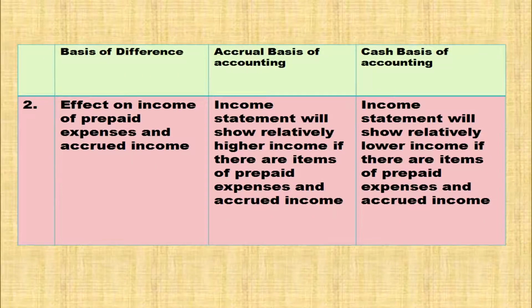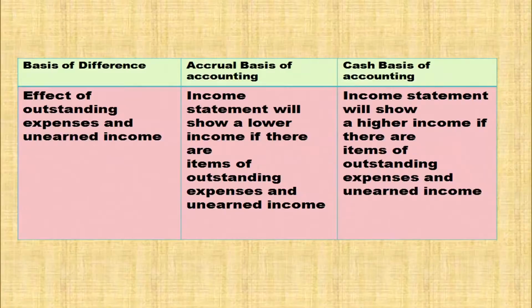Next, basis of difference, effect on income of prepaid expenses and accrued income. Income statement will show higher income if there are items of prepaid expenses and accrued income in accrual basis of accounting. In cash basis of accounting, income statement will show lower income if there are items of prepaid expenses and accrued income.